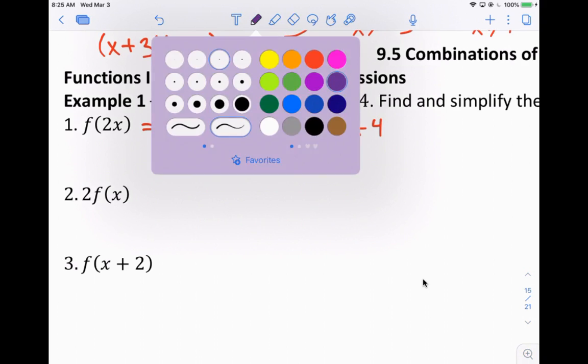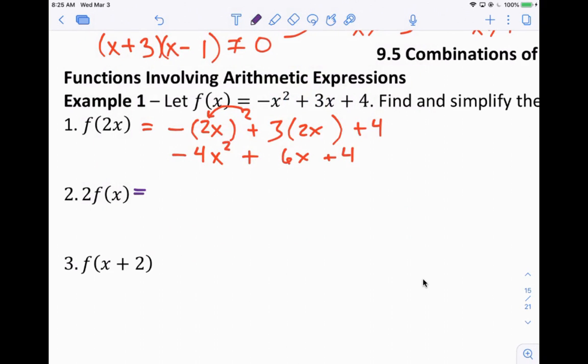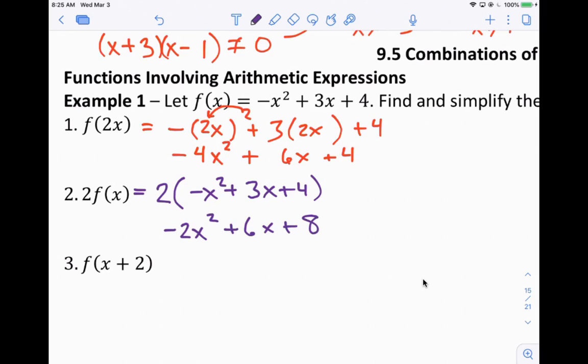Since I'm dealing with limited space here, I'm going to change colors as we go. I'm going to do 2 times the whole function, which means 2 times on the outside. You might be thinking, well, okay, doesn't that not change anything? You times by 2 the first one. Watch this, though. We get negative 2x squared. That 2 is not squared this time. Only the x is squared, plus 6x plus 8 on the end. So every single one of the coefficients was bumped up by 2. All right, so a difference between multiplying your input versus multiplying your output.